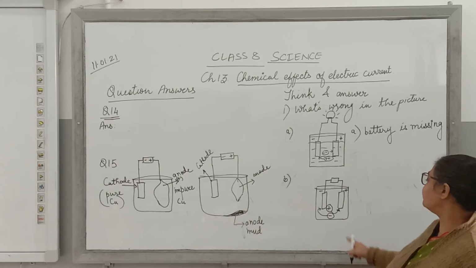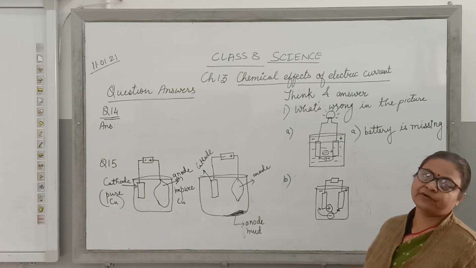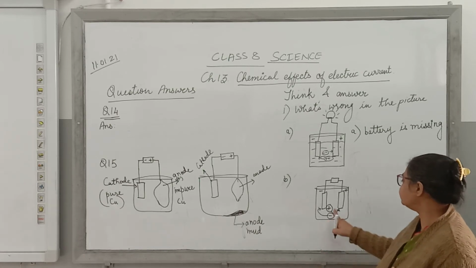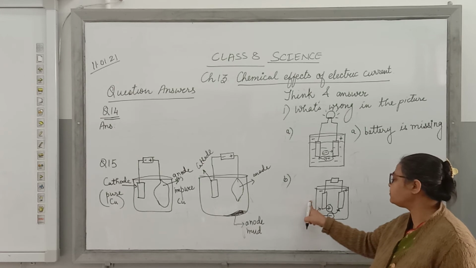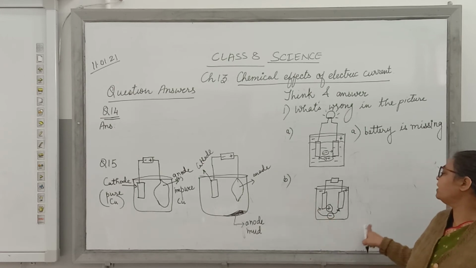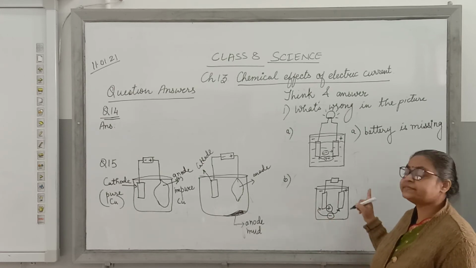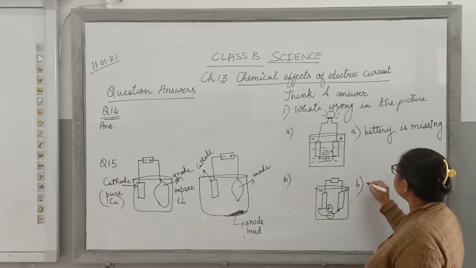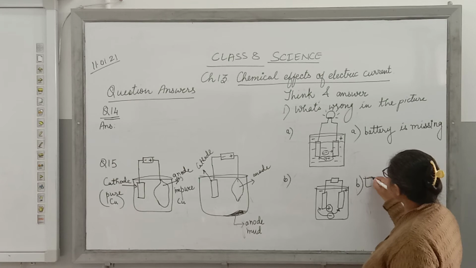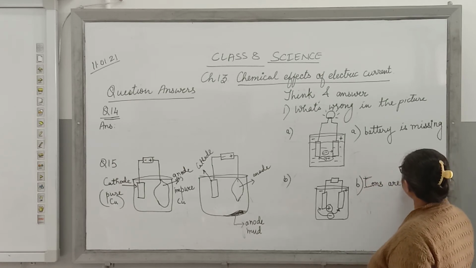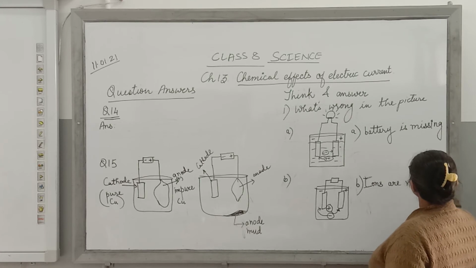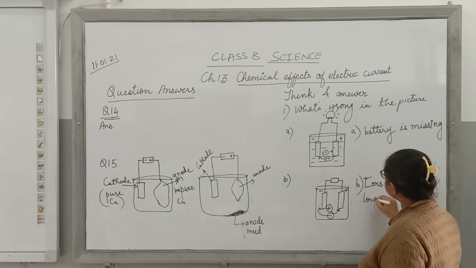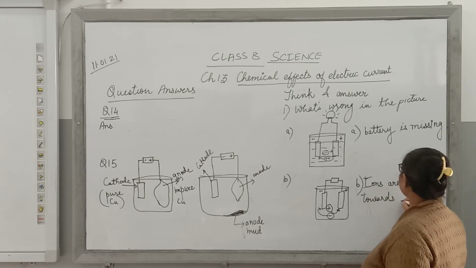Ions are moving towards the wrong electrode. Positive ions should move towards negative electrode and negative ions should be moving towards the positive electrode. So this is wrong here. Your answer will be ions are moving towards the wrong electrode.